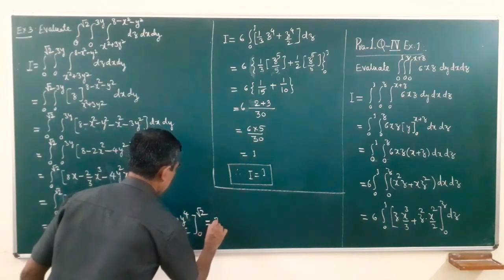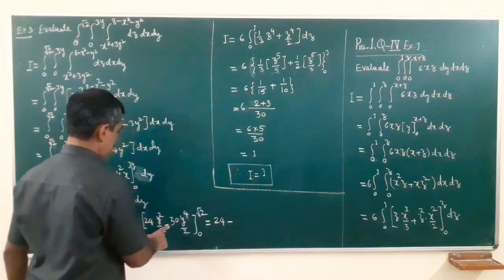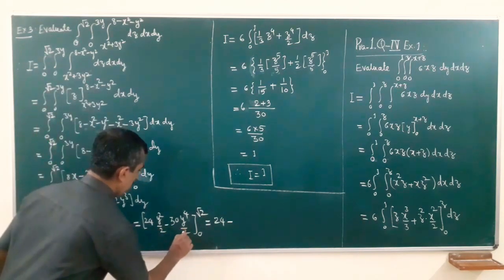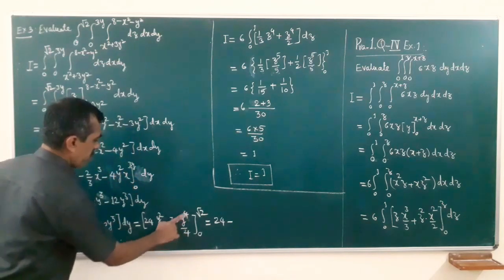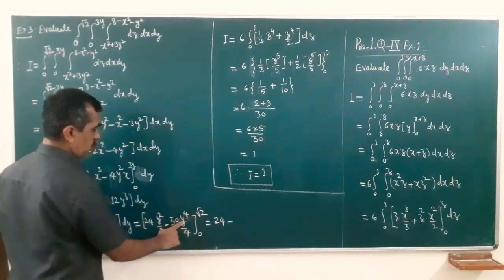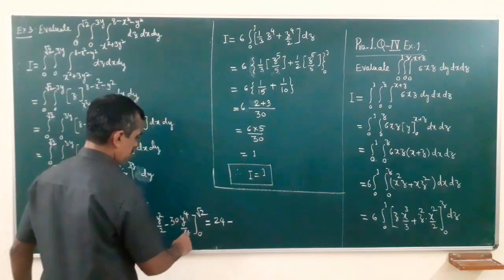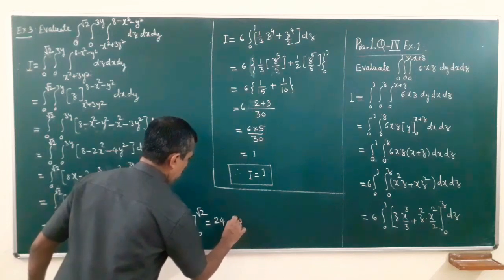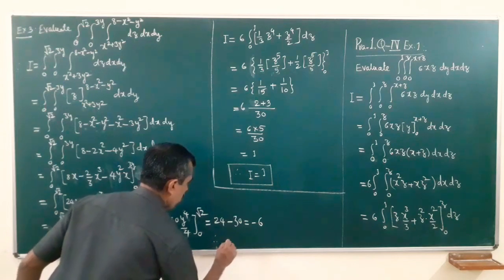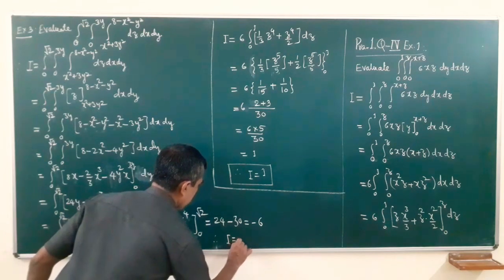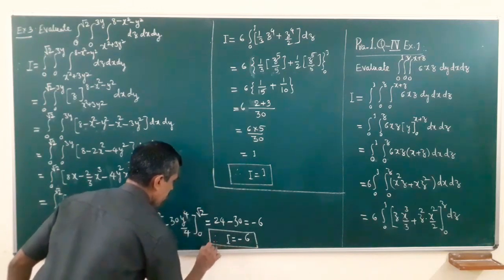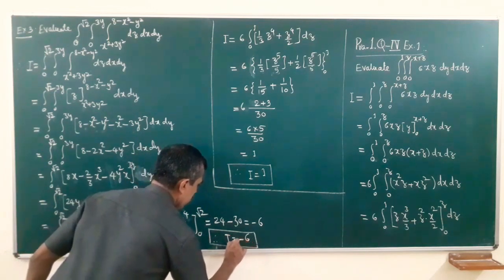So that is 24 minus, now this is the integral of y cube, which is y raised to 4 by 4. Okay. So now put y as root 2. So root 2 raised to 4 is 4. So again 4 by 4. So that will get cancelled, and what you will find is minus 6. Therefore, the final answer is I is equal to minus 6.